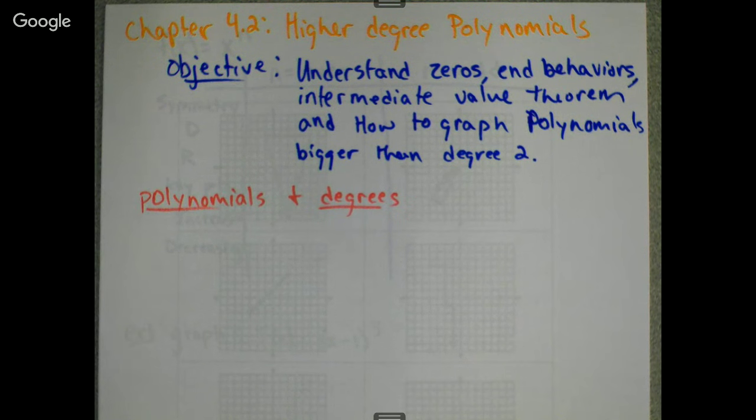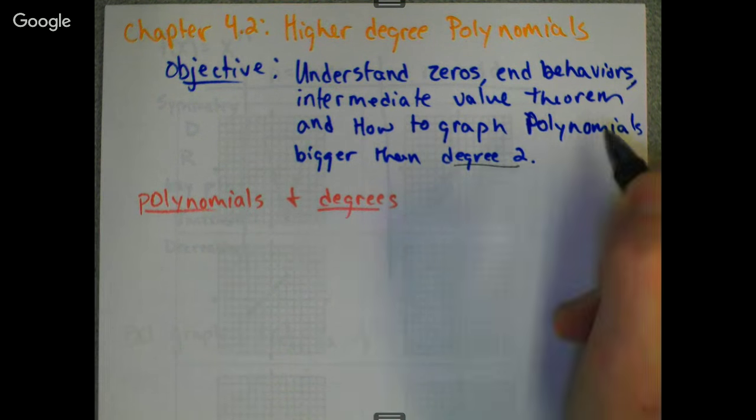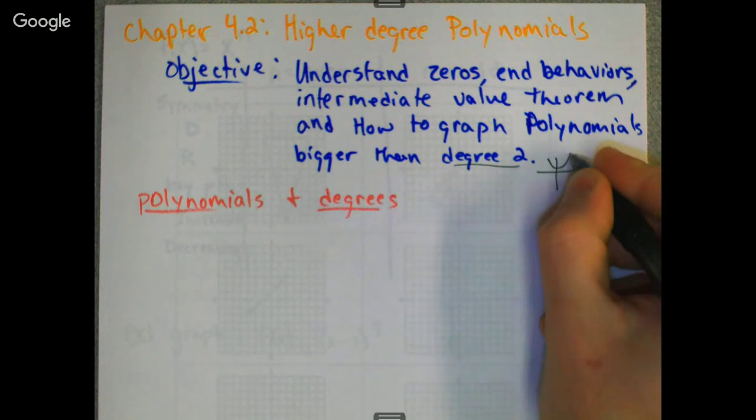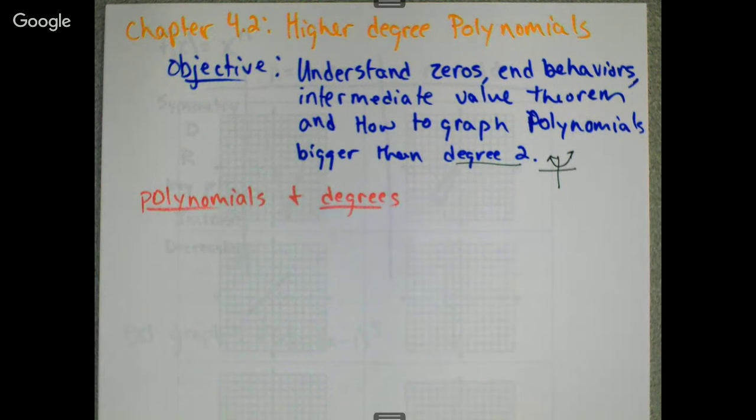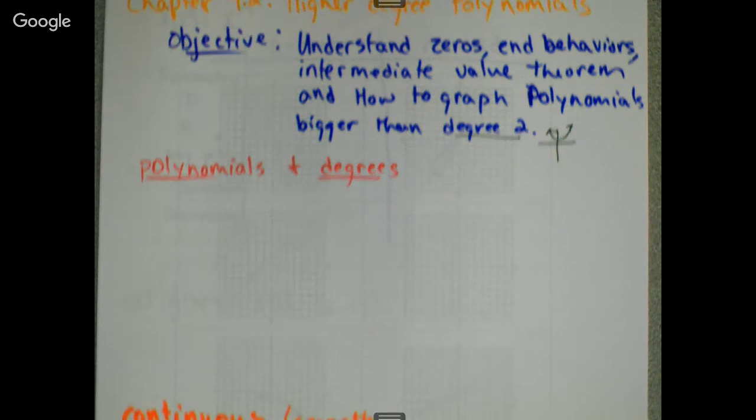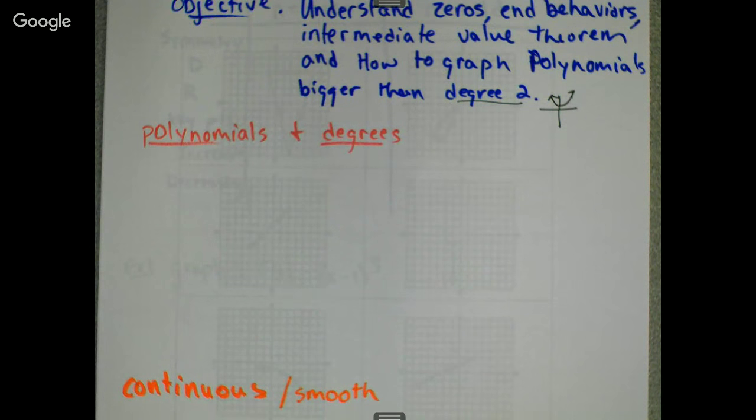Okay, so our objective is to understand zeros and behaviors, the intermediate value theorem, which will probably be something new for you, and how to graph polynomials bigger than degree 2. Okay, 4.1 dealt with parabolas, which is degree 2, graphing some sort of quadratic or parabola. Now we're going to get into higher degree polynomials, which we've talked about some of them before.